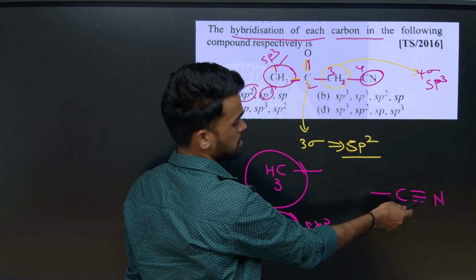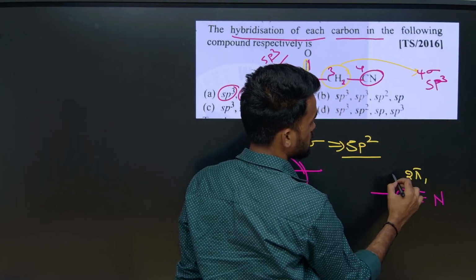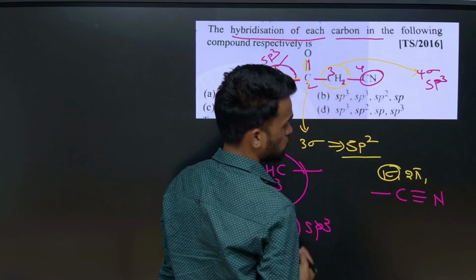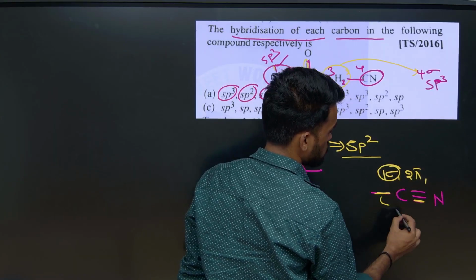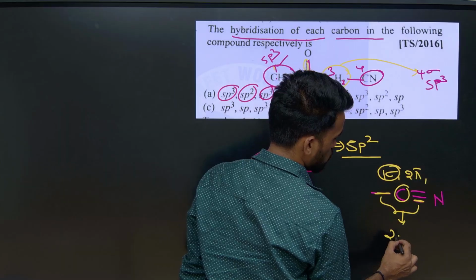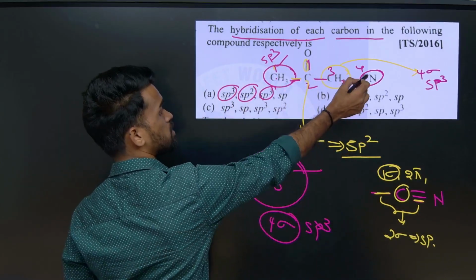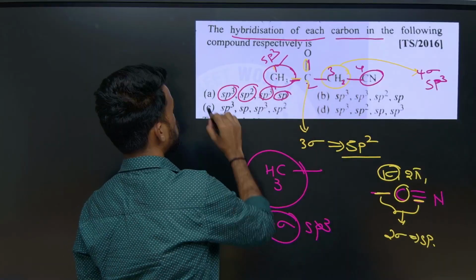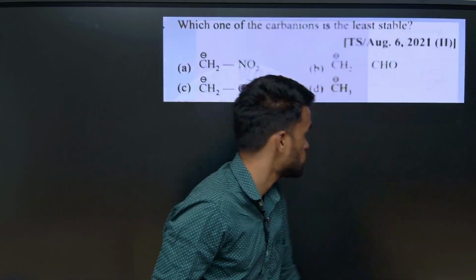So out of these three bonds, 2 are pi bonds and 1 is sigma bond. I can say 1 sigma, 2 pi. So this side 1 sigma, this side 1 sigma, let us say. So total overall 2 sigma bonds around this carbon. So I can say 2 sigma bonds means sp. So what is the hybridization of cyanide? It is sp. So option 1 is correct. So I hope you got how to solve this kind of questions, right?